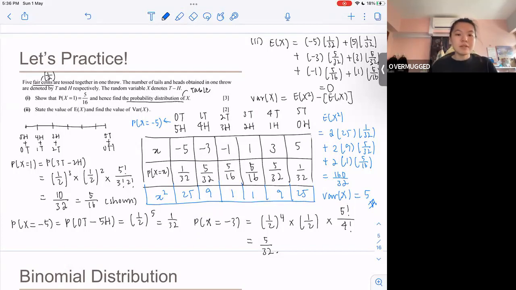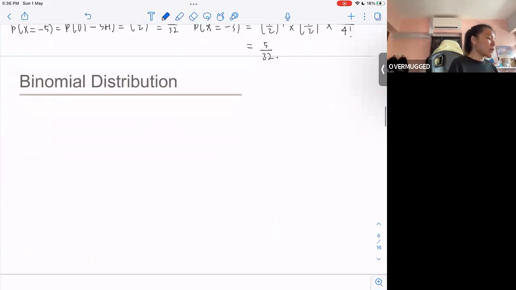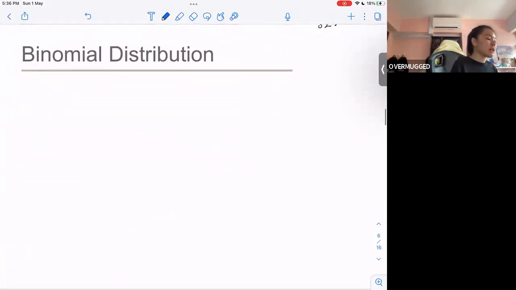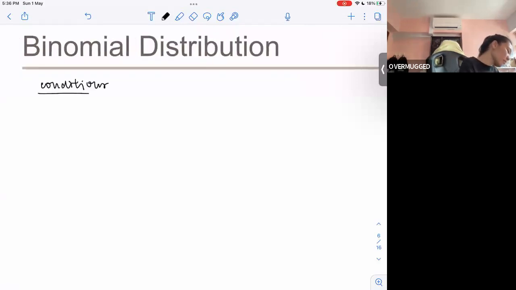This is where the more interactive part comes. For the binomial distribution, the very first thing that you should have learned in school is the conditions to satisfy a binomial distribution. So can someone type in the chat: what are the conditions for a binomial experiment to hold true? I'm going to give you a clue. There are 3.